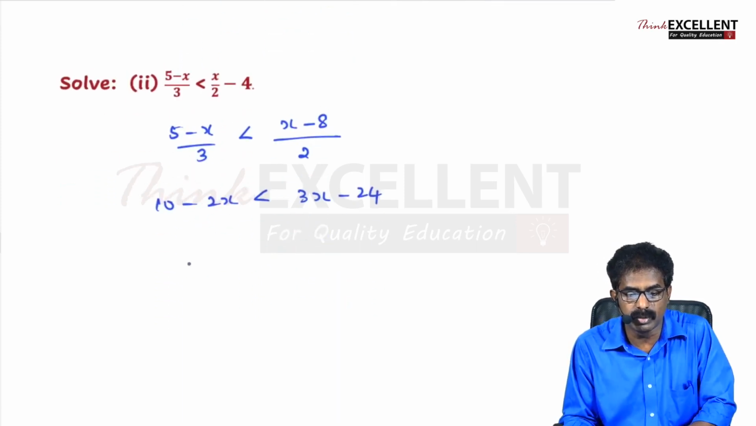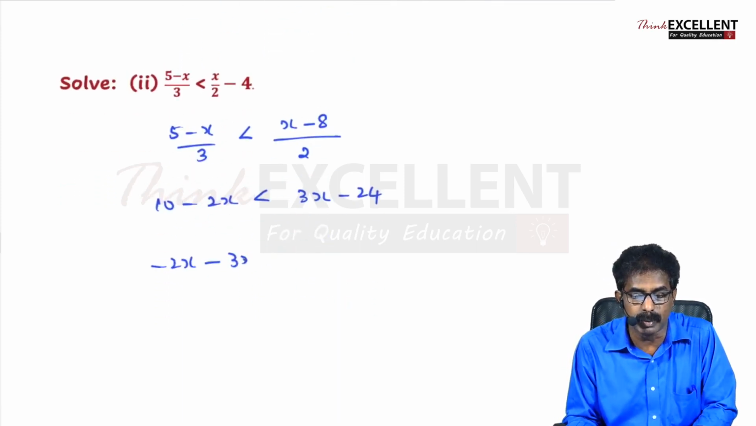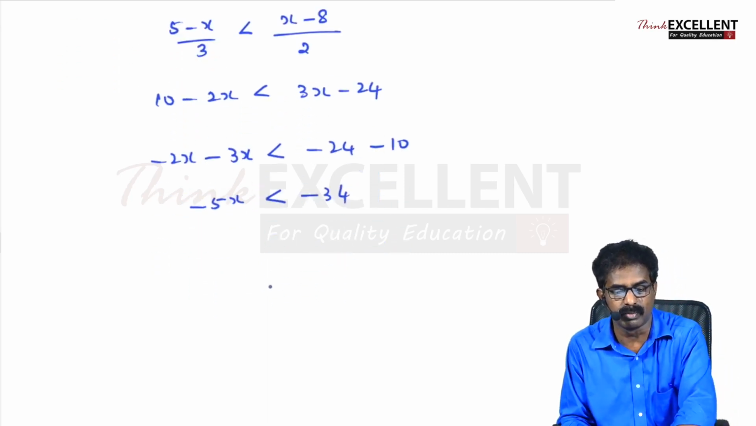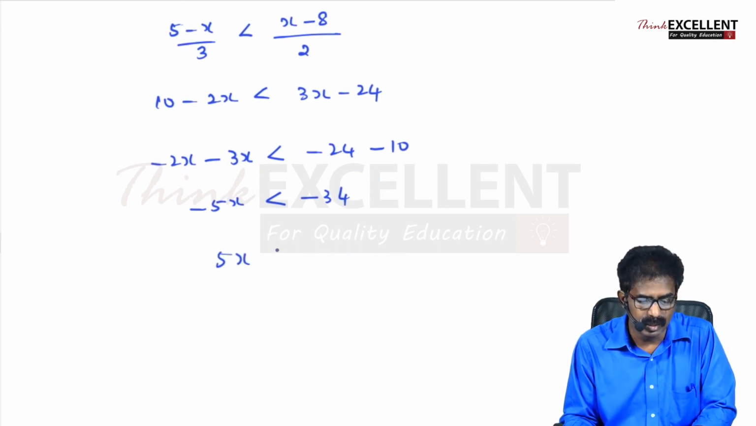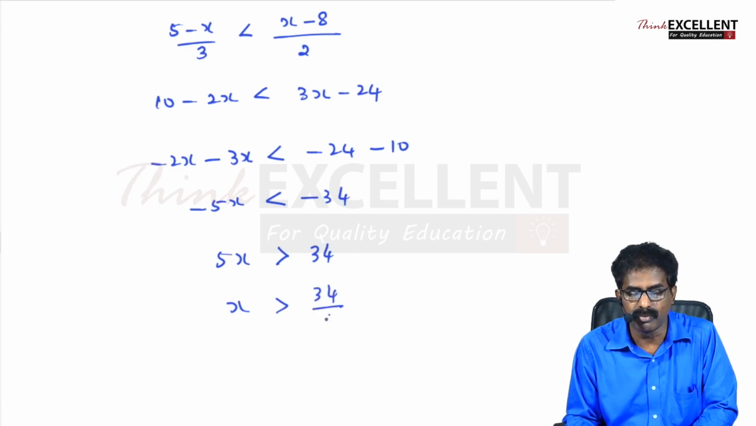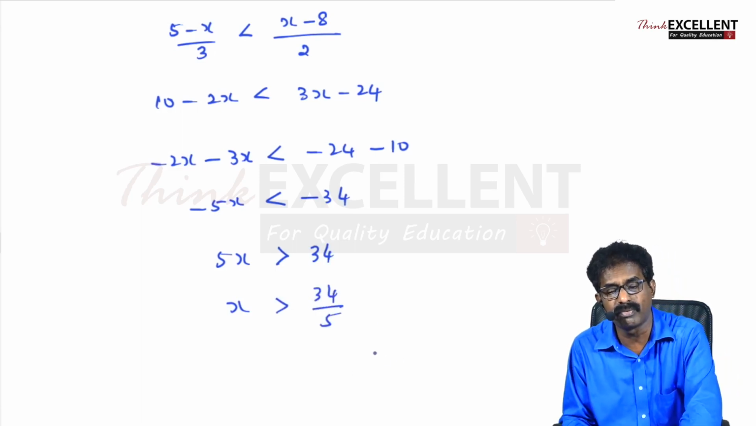Group all the x terms, minus 2x minus 3x. Bring that 3x to the left side, minus 24 minus 10. So minus 5x is less than minus 34. Change the sign throughout. Remember, inequality reverses, right? 5x greater than 34. Or x is greater than 34 by 5. Greater than 34 by 5.